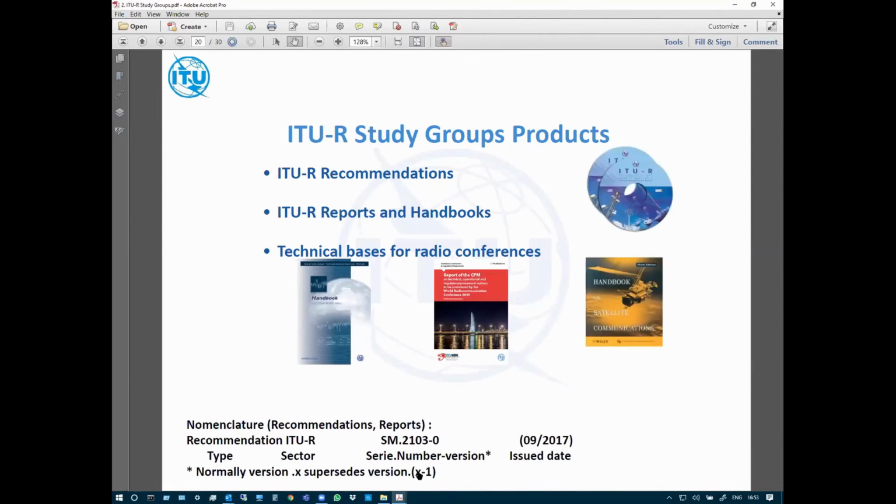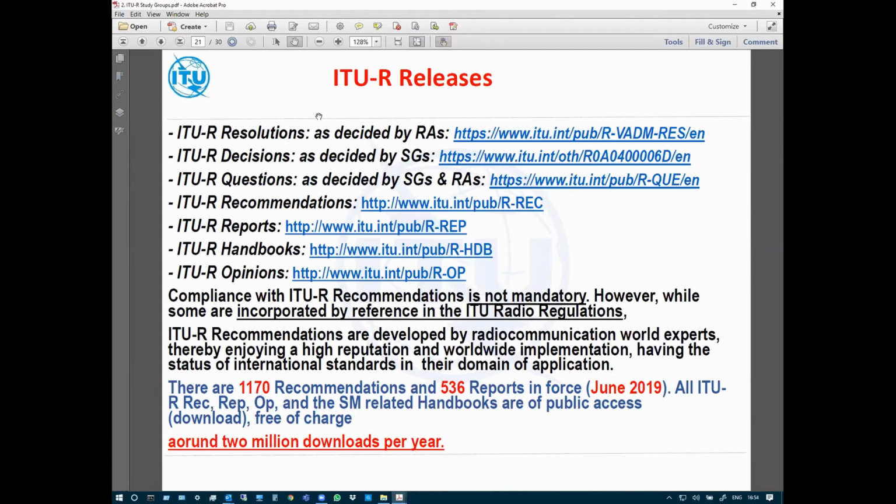Also something important, we don't repeat the number. If necessary, you could identify an ITU-R recommendation or report only by the number. But it's important to have the letter or letters before it, so you have first an idea about the specific topic you are looking for. This is the complete list of all we produce.